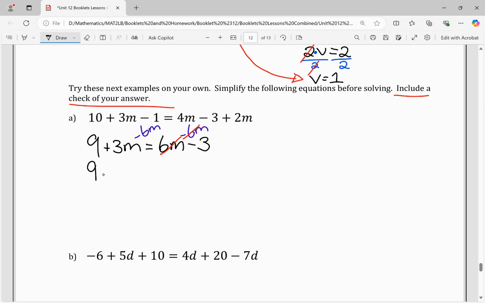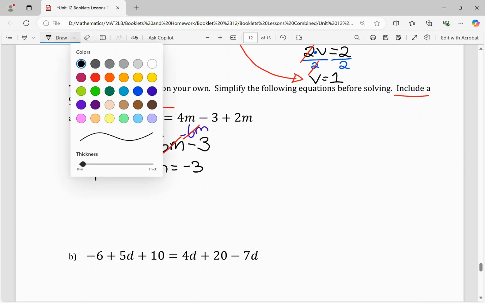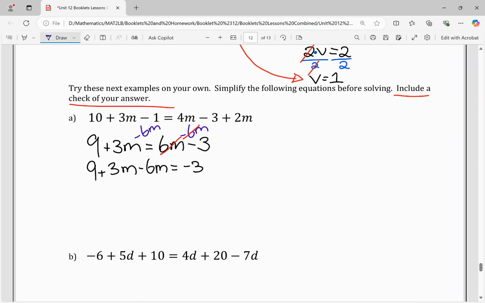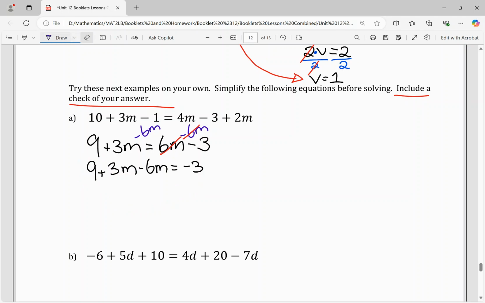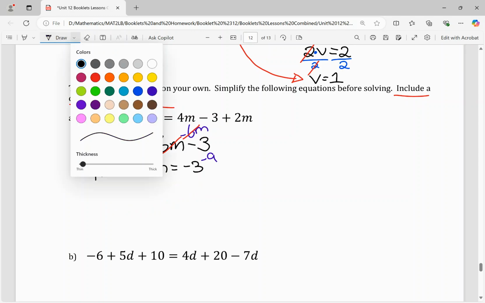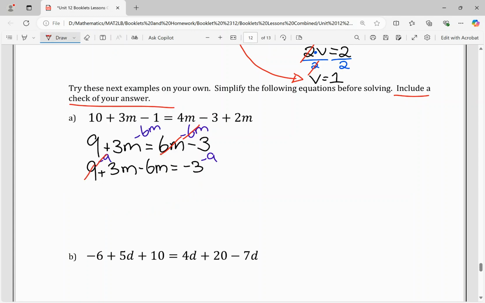leaving me with 9 plus 3m minus 6m is equal to -3. Good. Now we need to move everything without a variable to the right-hand side. That's this 9 right here. That needs to move over. So we use opposite operations. I'm going to subtract 9 from the left. I'm going to subtract 9 from the right. And I'm going to be left with, because this and this are going to cancel out, right?